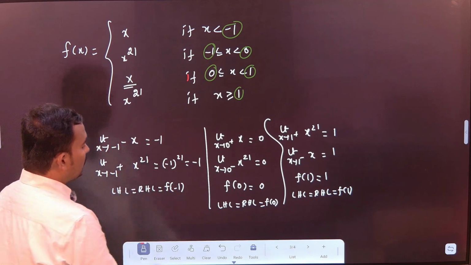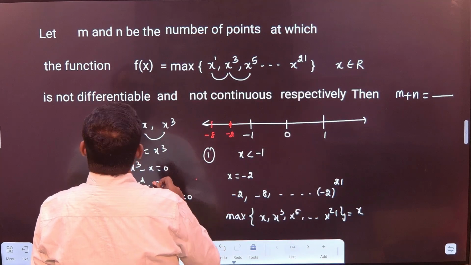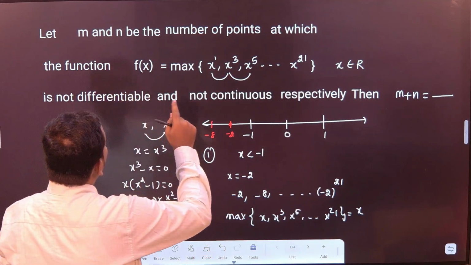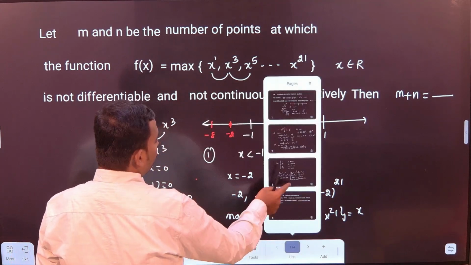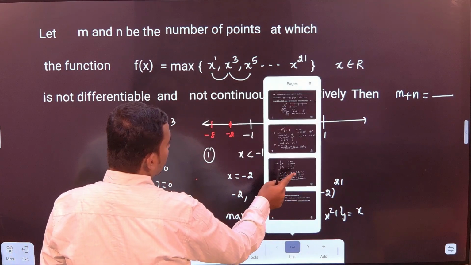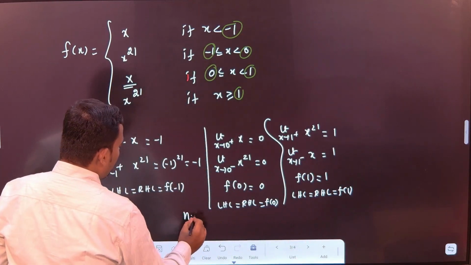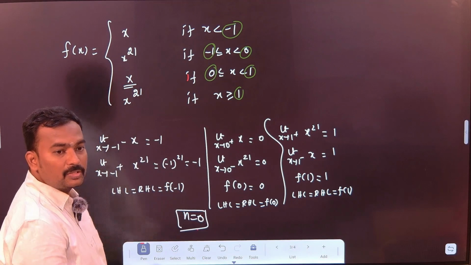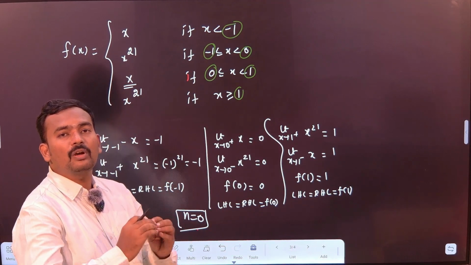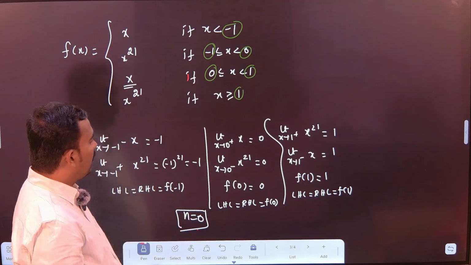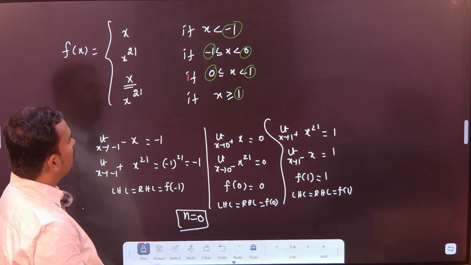So, what is the n here that is given to you? N is the number of points where the function is not continuous. Therefore, n here is what? 0. Right? N is equal to 0. Why? Because the function is continuous everywhere. N is given to you as the number of points not continuous. So therefore n equal to 0. Clear?